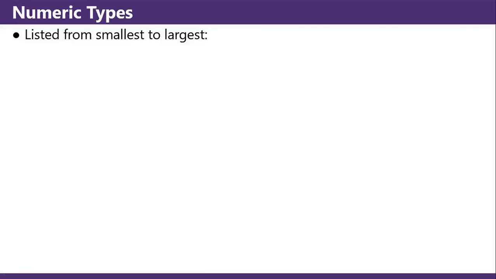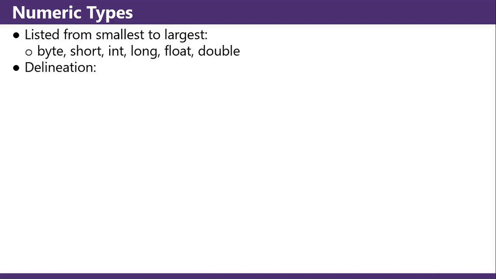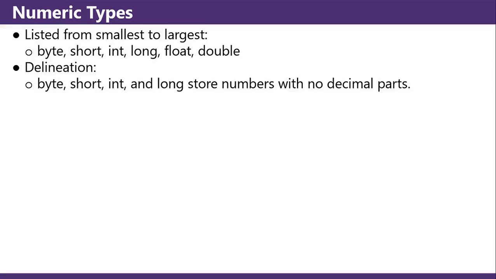Numeric types, listed from smallest to largest: byte, short, int, long, float, double. Delineation: byte, short, int, and long store numbers with no decimal parts. Float and double store decimal numbers.